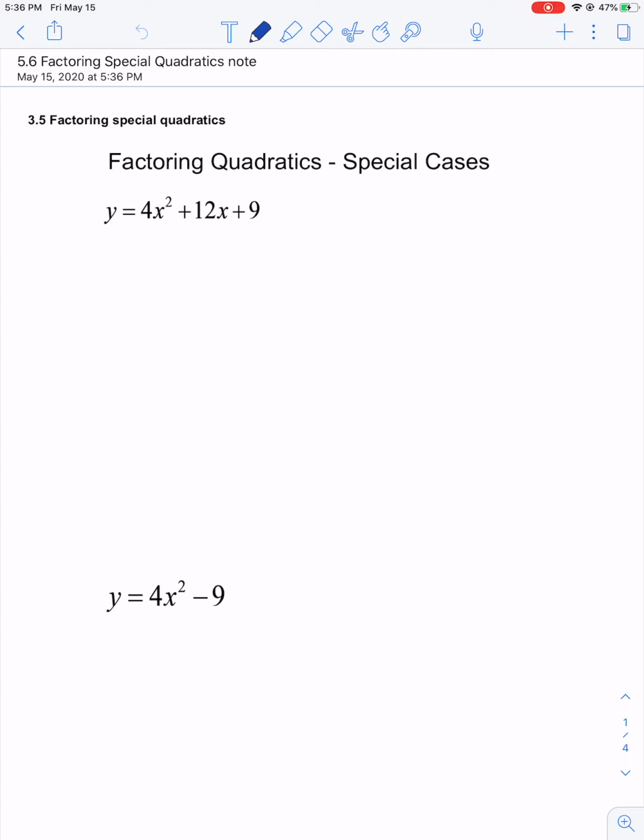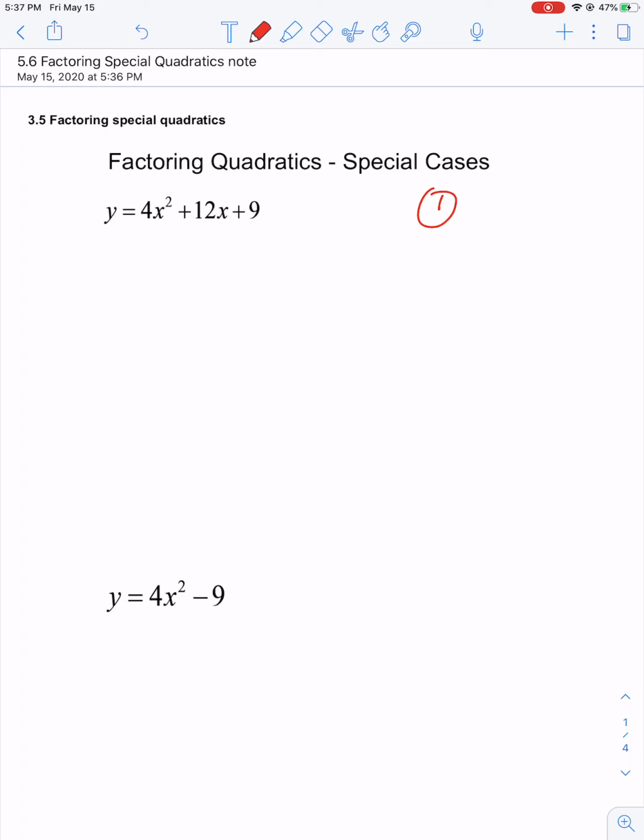All right, so this is going to be the last lesson in this unit. I just want us to make sure that we understand how to do all kinds of factoring. So we're looking at factoring of special cases. There's nothing that we're going to do today that you can't do in any of the forms that we've done so far.